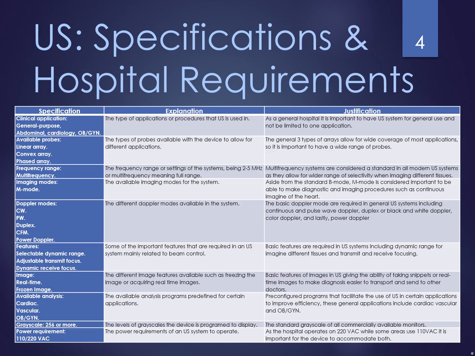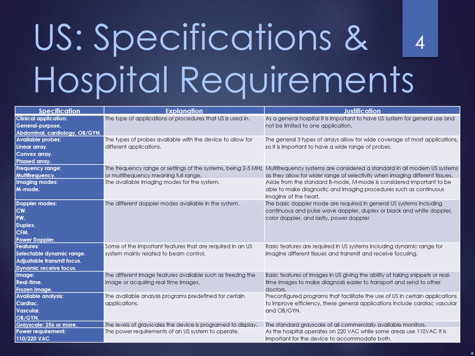We also look at the frequency range of those probes. Some devices have a limited frequency range, a specified frequency range such as 2 megahertz. Others include the multi-frequency option, which includes the full spectrum of the specified frequency. We also look at the different imaging modes, including the basic brightness mode and then the M mode imaging, which is movie mode imaging. We also look at the available Doppler modes. These must include continuous wave Doppler, power Doppler, duplex or frequency Doppler, and then color flow Doppler.